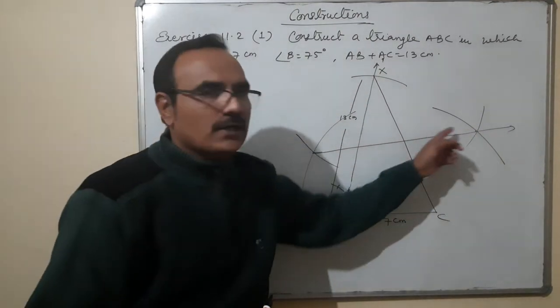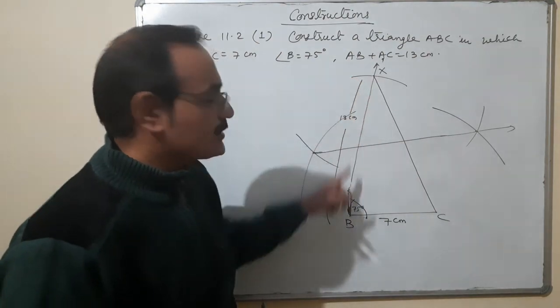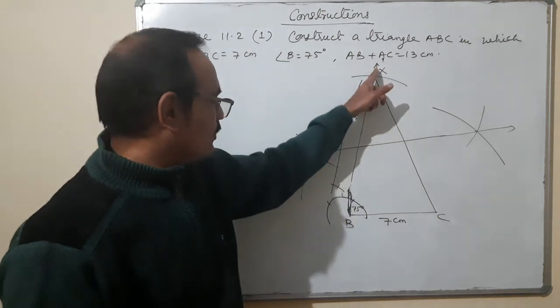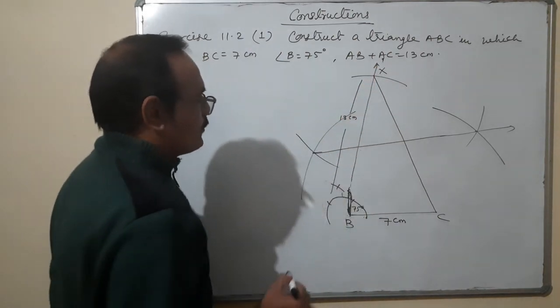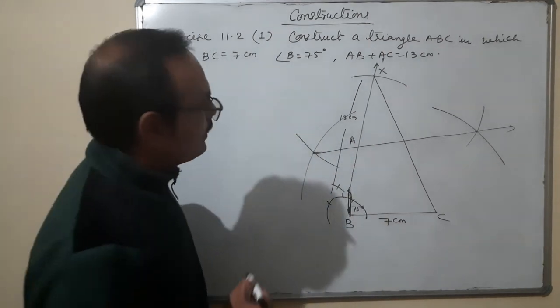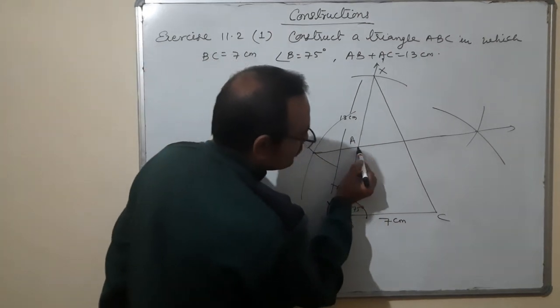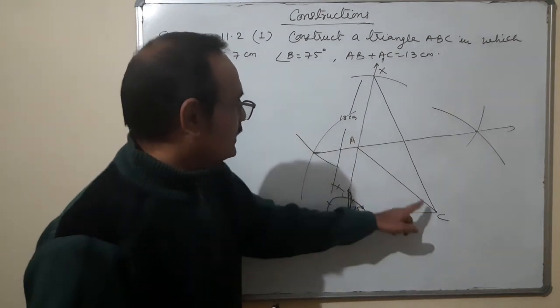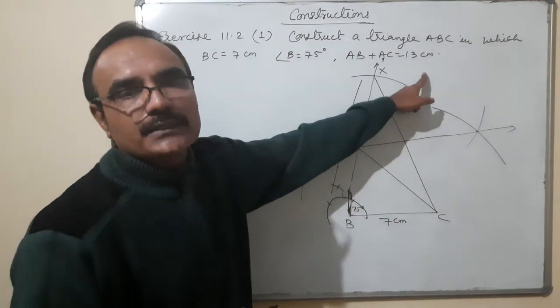After that, the perpendicular bisector is intersecting XB, not XC. The point where the perpendicular bisector intersects XB, we give the name A. Joining A to C, now you will observe that AB plus AC is equal to 13 centimeter.